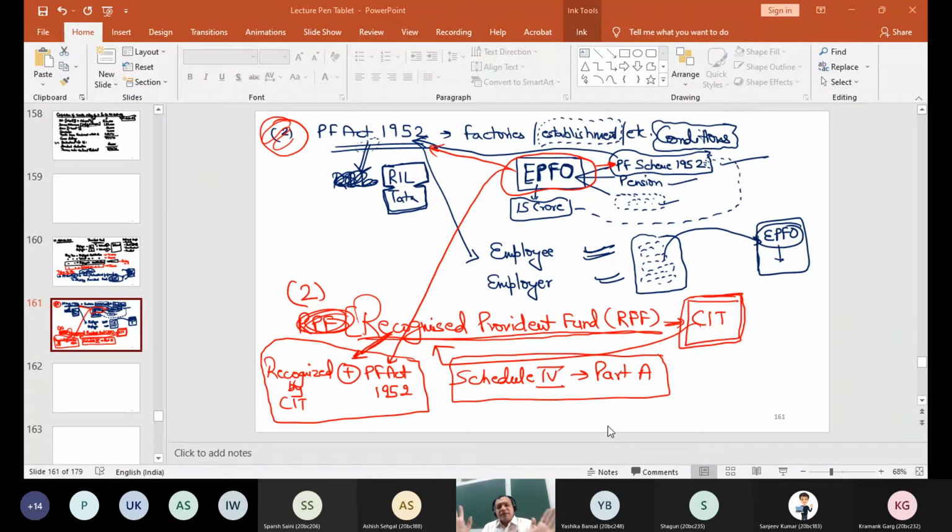SPF is a different thing. SPF is a provident fund which is as per PF Act 1925. RPF is a different thing. RPF is a provident fund which covers two types of provident funds. One, all provident funds which are as per the Act 1952, as well as all provident funds which might not be covered under the Act of 1952, but for which separate recognition has been given by the Tax Department. Those are known as RPF. Please raise your hand if this concept is clear.